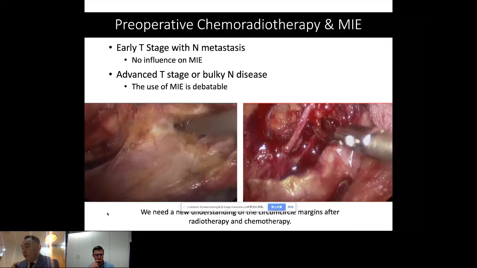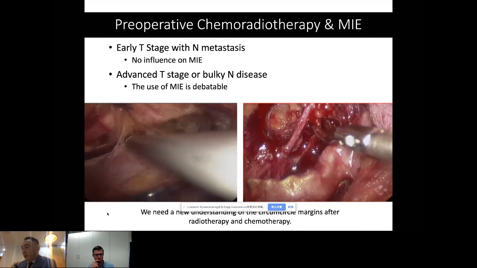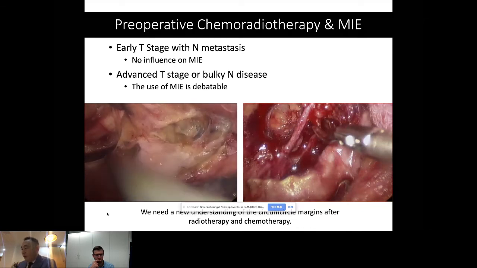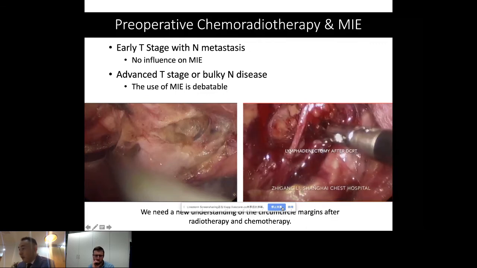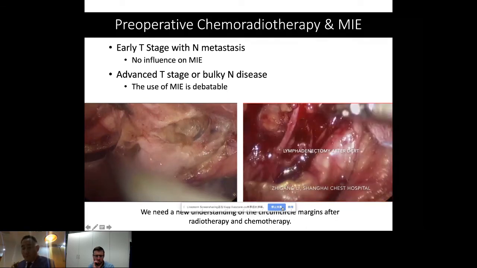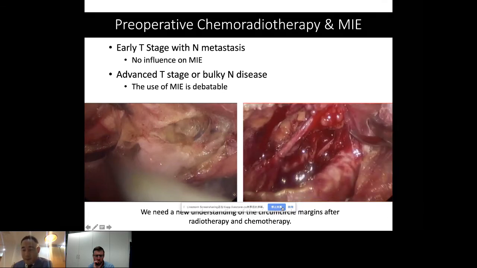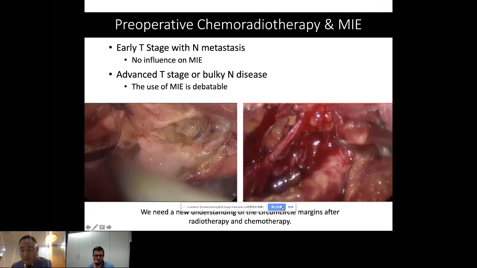However, if the patient has a progressive T stage, T3 or T4, or even bulky lymph nodes, like the right-side video, the benefits of MIE surgery remain to be confirmed. Maybe open surgery can have the safest results.